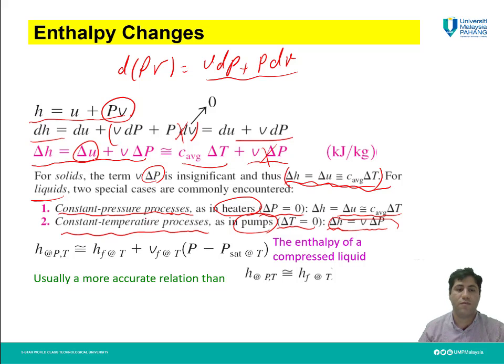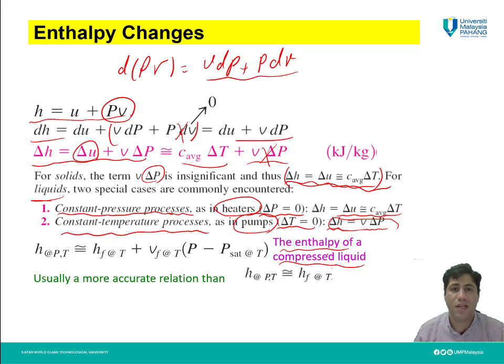And as you can see, when we have a liquid in a pump, delta T is equal to 0, and the process in the pump is a constant temperature process. So the change in the enthalpy is equal to the change in the pressure times specific volume of the liquid. And generally, we have this equation to find the enthalpy of a compressed liquid.